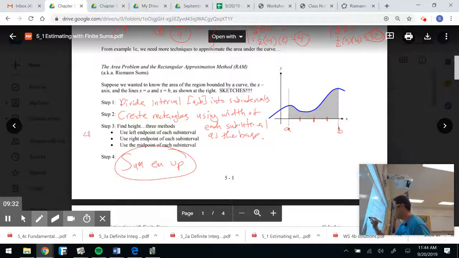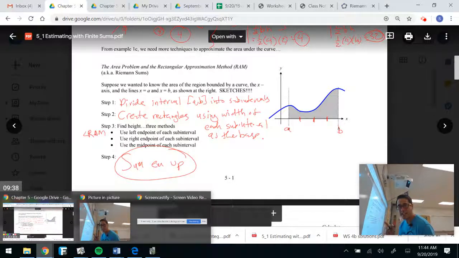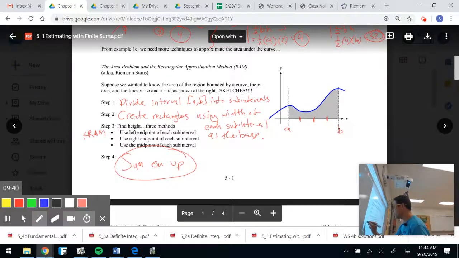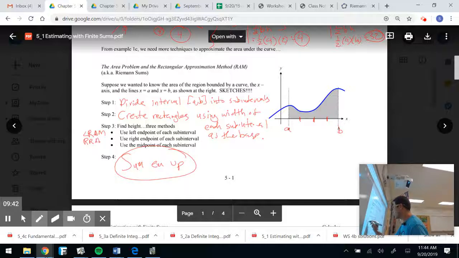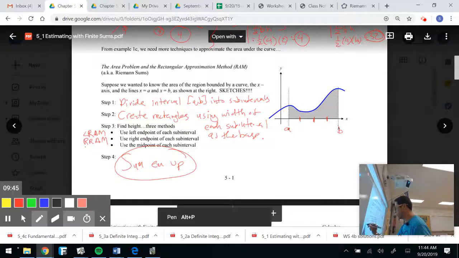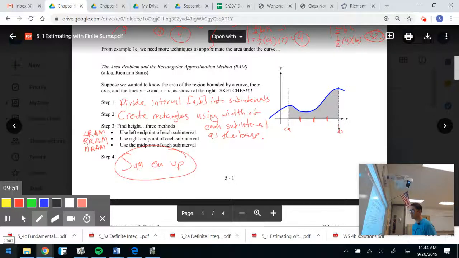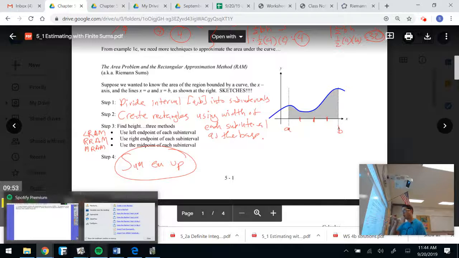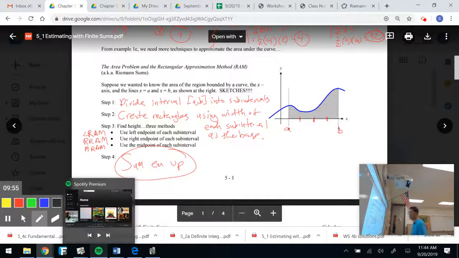we're going to call the left endpoint of each subinterval LRAM. Why LRAM? Left rectangular approximation method. The right rectangular we're going to call RRAM, and M is MRAM. So LRAM is the left rectangular approximation method, RRAM is the right rectangular approximation method, and MRAM is the midpoint rectangular approximation method.